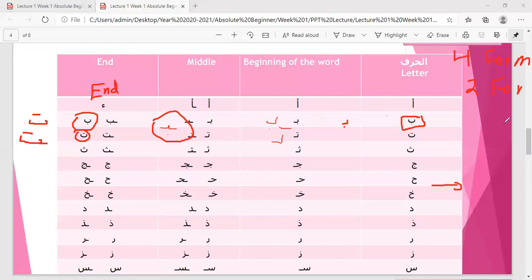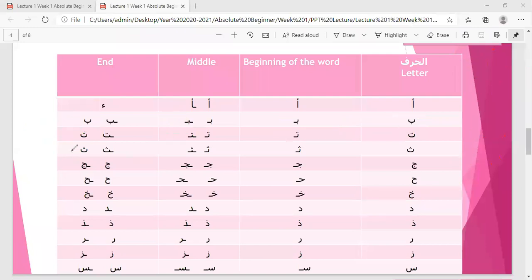When we have these: A, Ra, Za, Da, Tha, and Wa. These letters only have two forms, Heidi. They cannot be connected to the letter after it. So if I ask you, Heidi, for example, this is Ba at the end and this is Ba at the end, okay? If you have A before it, which one do you choose? The first one or the second one? The second one. Yes.